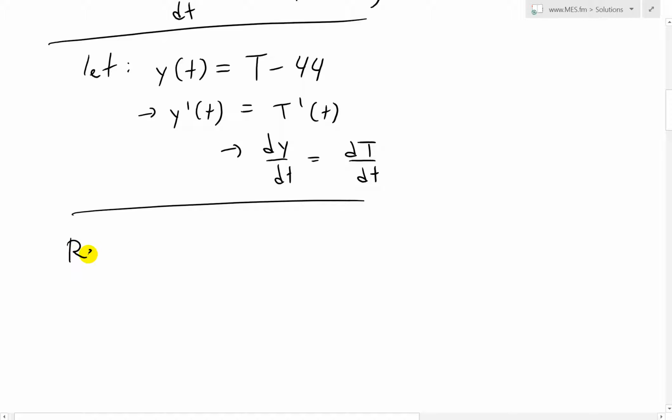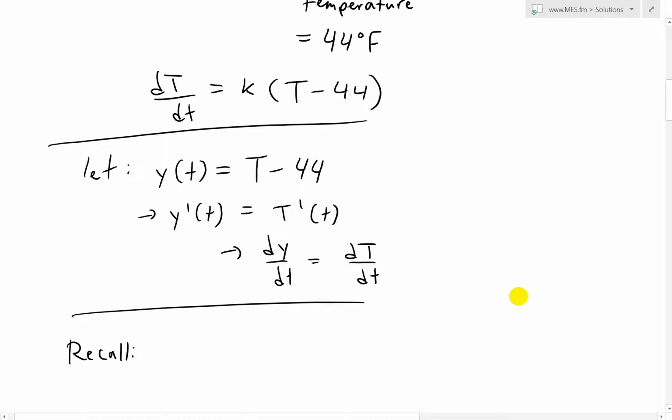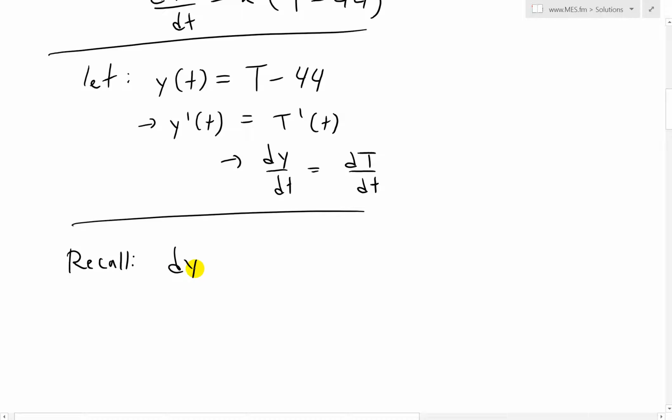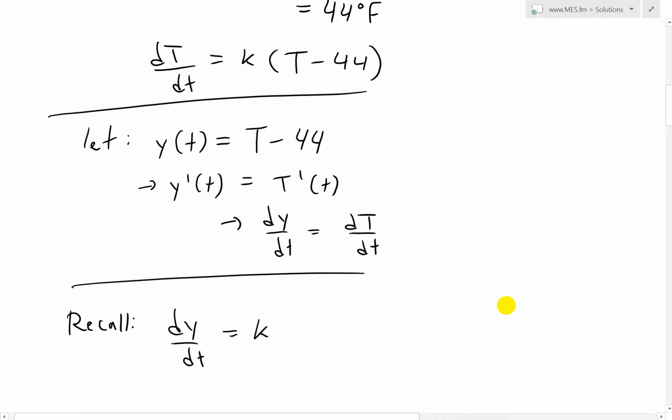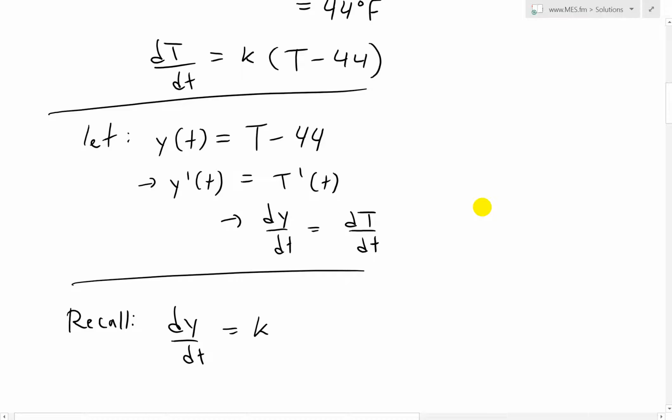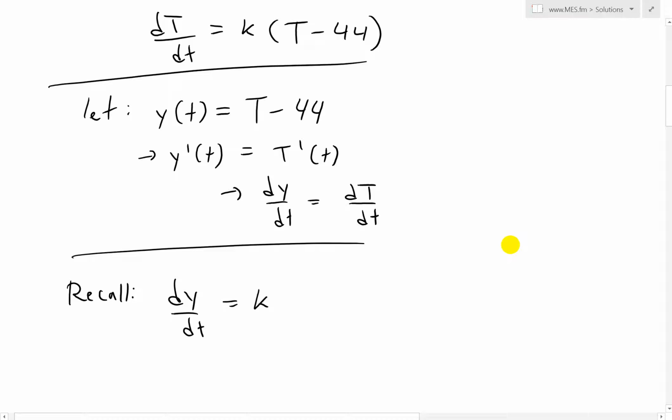Recall that this is the formula I went over before, and we already know the solution to it. So dT over dt is just dy over dt, and this equals k times T minus 44, and that is just our y. That's this part here equals y.